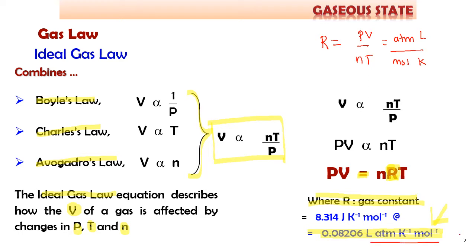If the question gives you the value of pressure in torr, you need to convert it into atm before you substitute it into the ideal gas equation. The same goes for the others: volume must be in liter, and temperature must be in Kelvin.